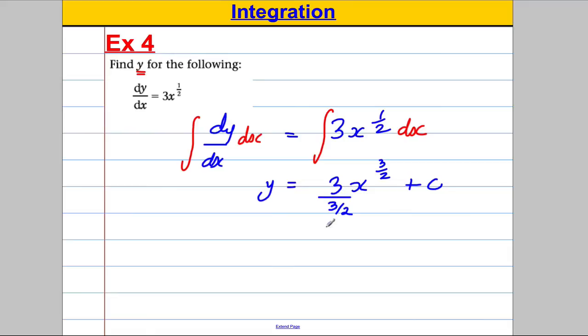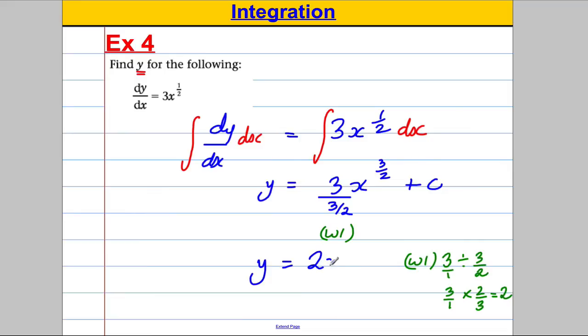Now, you may want to do separate working for this. What's 3 divided by 3 over 2? Now 3 is really 3 over 1 divided by 3 over 2, which is 3 over 1 times 2 over 3, which is equal to 6 over 3, which is 2. So 3 divided by 3 over 2 is 2. Another way of doing it, you could have just asked yourself how many halves go into 3, and the answer is 2. So y is therefore equal to 2x to the 3 over 2 plus c.